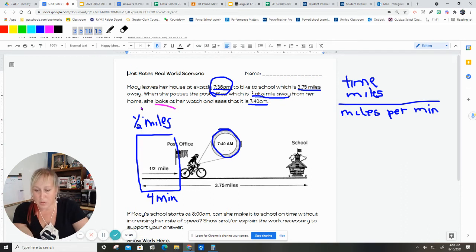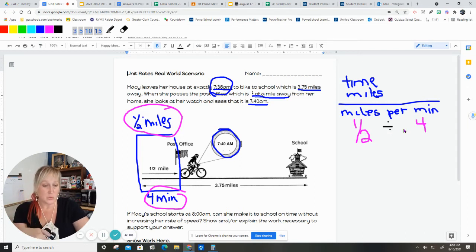Okay. So I'm going to take this 1/2 mile, put it right here. I'm going to take this 4 minutes, put it right here. And I know per means divide. So now I might be able to solve this. So I'm going to do 1/2 divided by 4. So I keep, I change, and I flip.